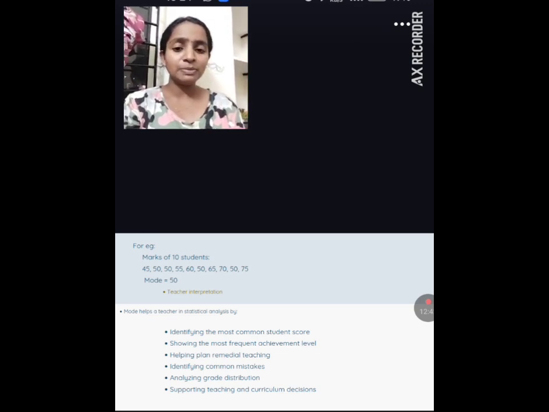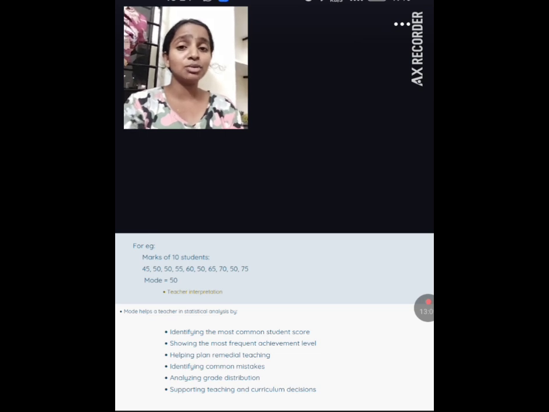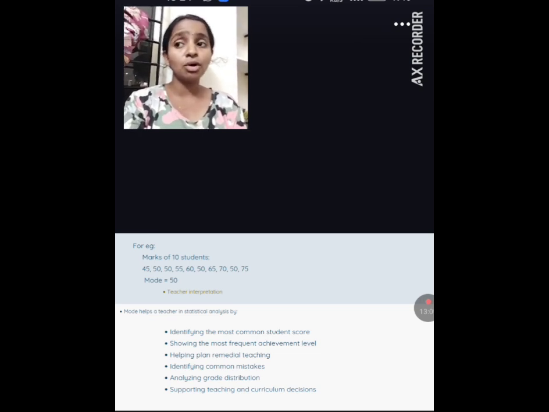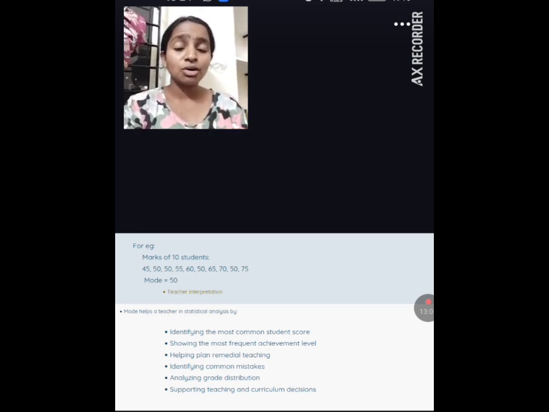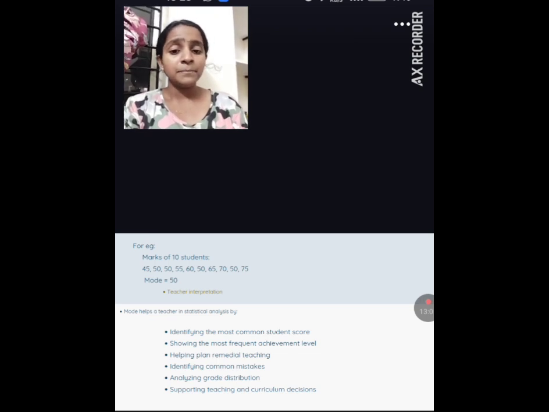Now the last part is how mode is helping the teachers. Mode helps the teachers to identify the most common student score or the most frequent achievement level. So mode is the most occurring thing. So the teacher can identify which is the most occurring score of the students. So the teacher can understand the level of most of the students.